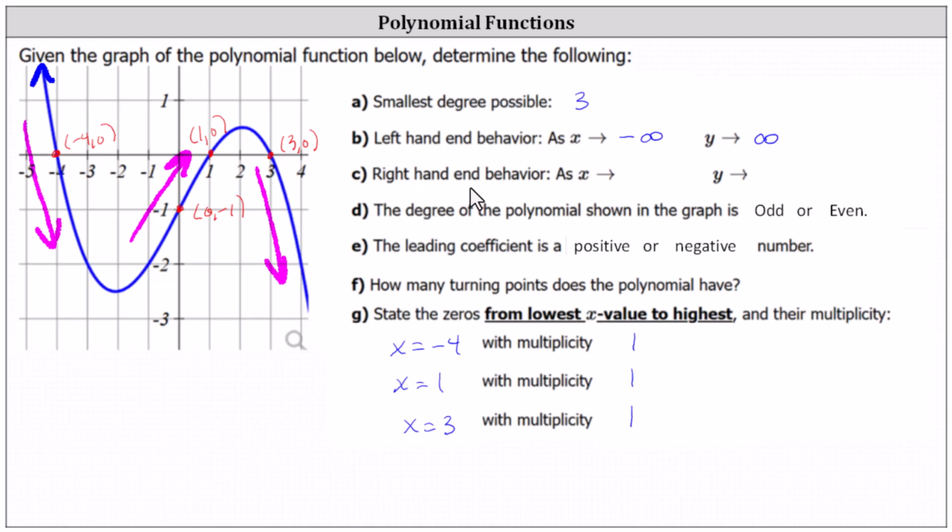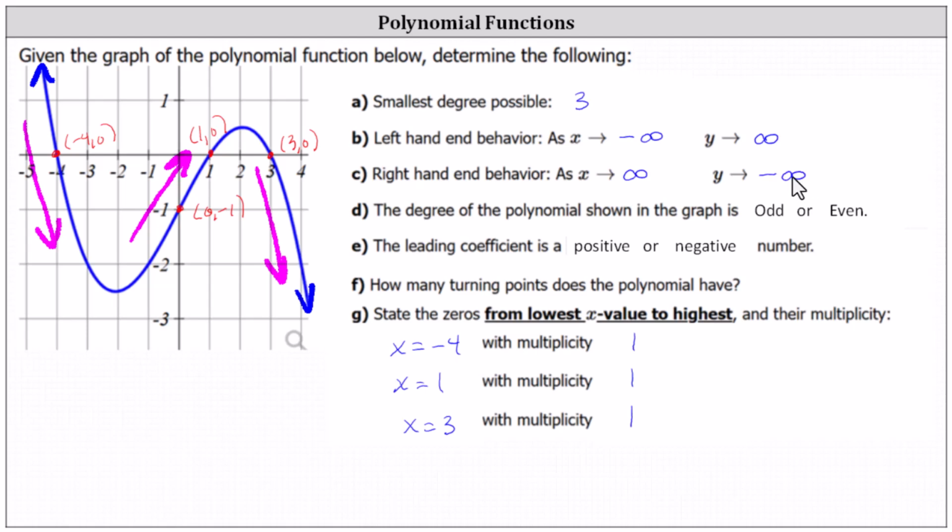The right-hand behavior is, as x approaches positive infinity, what is y approaching? As x approaches positive infinity, we can think of moving right along the graph. As we move to the right, notice the graph goes down, indicating the y values or function values decrease without bound and approach negative infinity. The right-hand behavior is, as x approaches infinity, y approaches negative infinity.